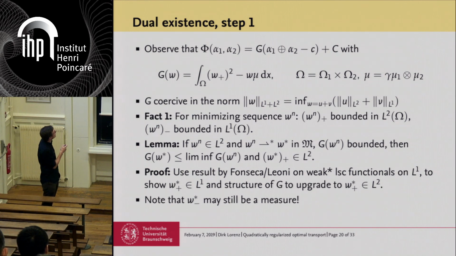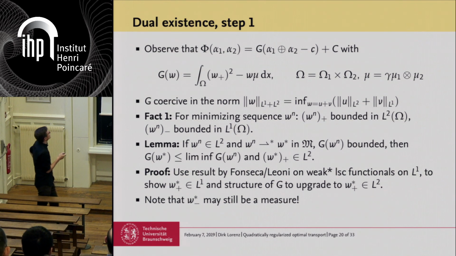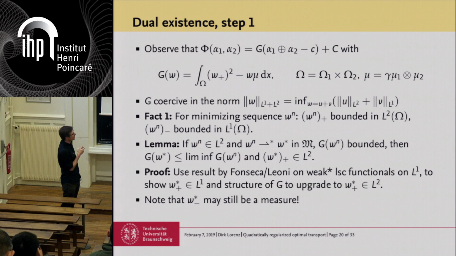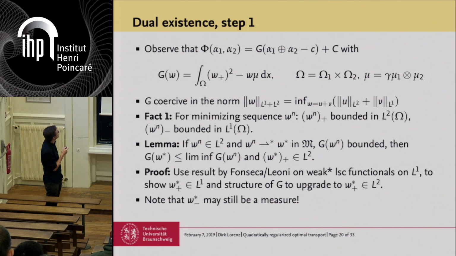This phi was our dual objective function, and we rewrite it with the help of some function g, which is now defined on the product space. The function g takes a function on the product space, takes the positive part squared, integrates this, and integrates against some other function. If you plug alpha 1 plus alpha 2 minus the cost function into this g, you get phi plus some additive constant. Of course, this mu function here is now the product of the marginals. So to prove existence for phi, you first analyze this g.